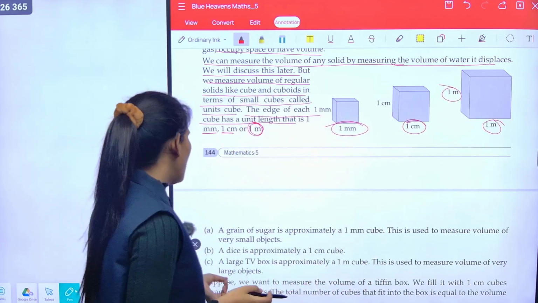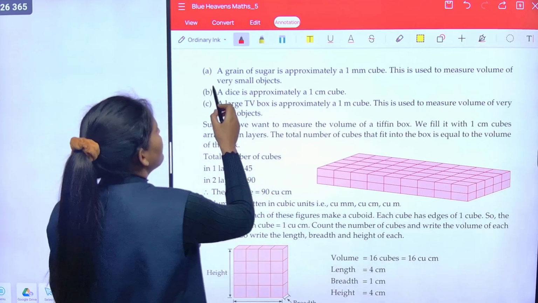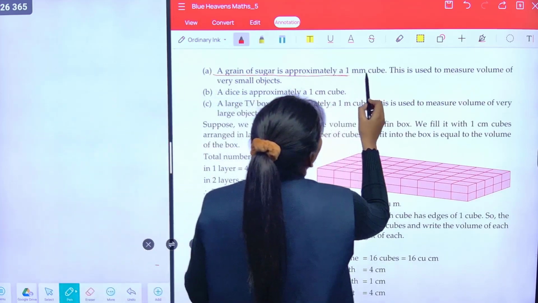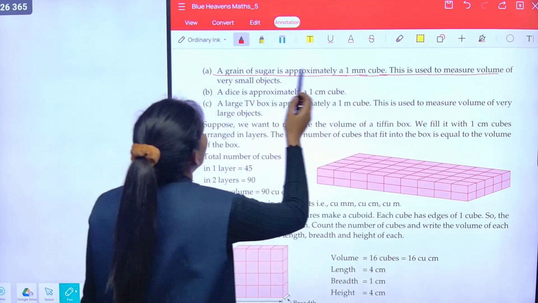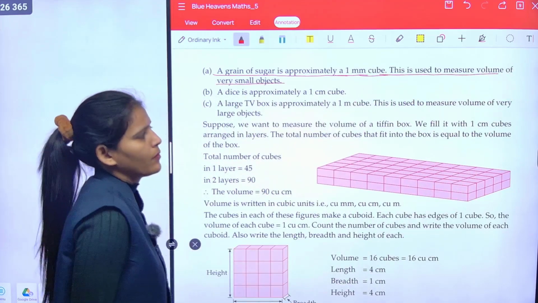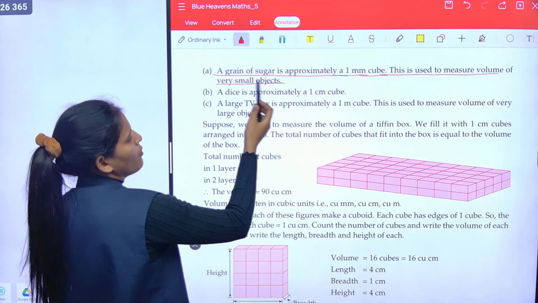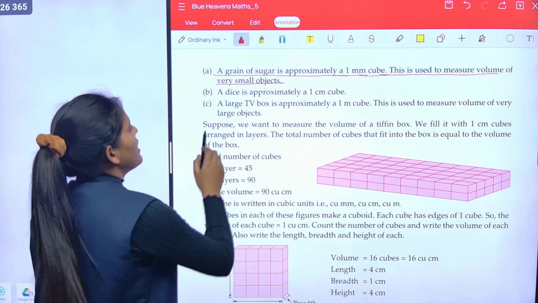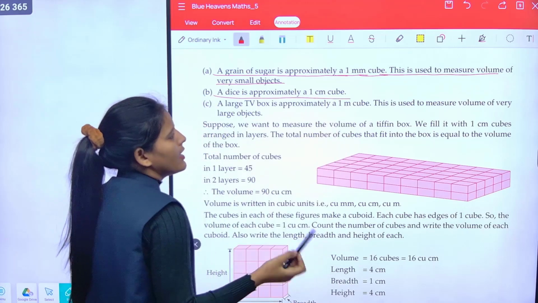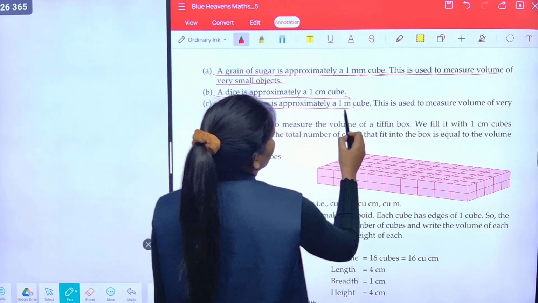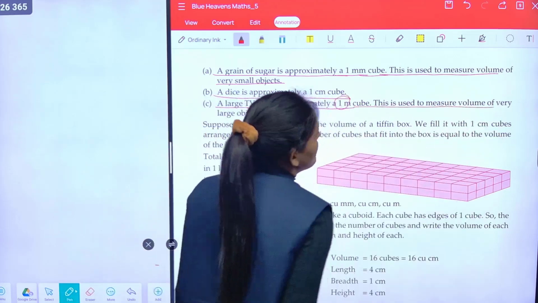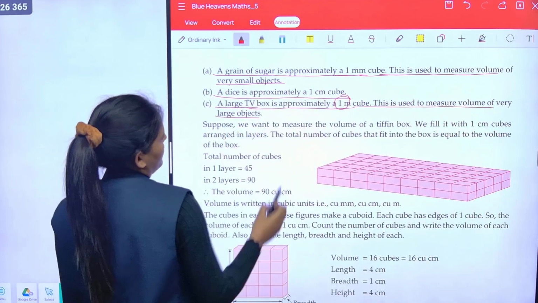Okay. Now, a grain of sugar is approximately a 1 millimeter cube. It is used to measure the volume of very small objects. A dice is approximately a 1 centimeter cube. A large TV box is approximately a 1 meter cube. This is used to measure the volume of very large objects.